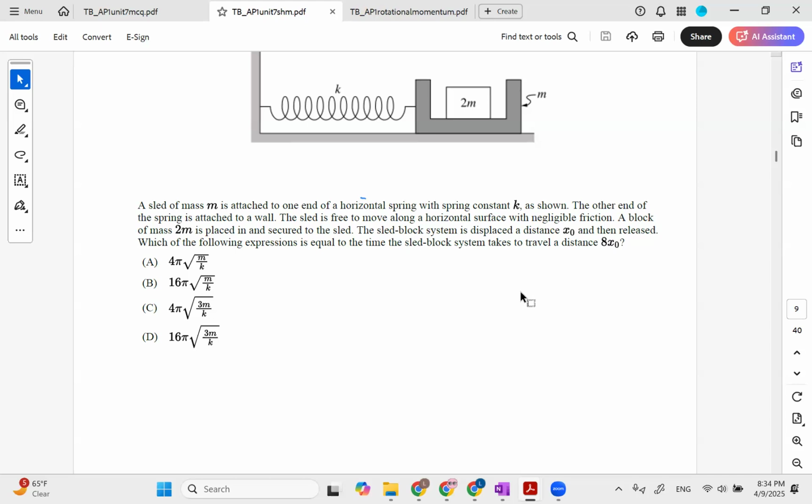A sled of mass M is attached to one end of a horizontal spring with spring constant K as shown. The other end of the spring is attached to a wall. The sled is free to move along a horizontal surface with negligible friction. A block of mass 2m is placed in and secured to the sled. The sled block system is displaced a distance x initial and then released. Which of the following expressions is equal to the time the sled block system takes to travel distance 8x?